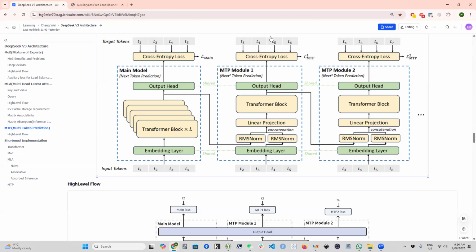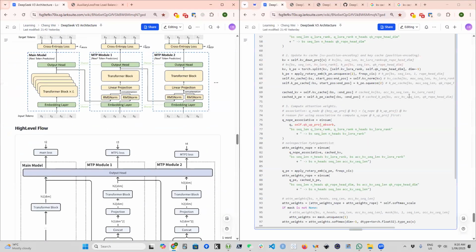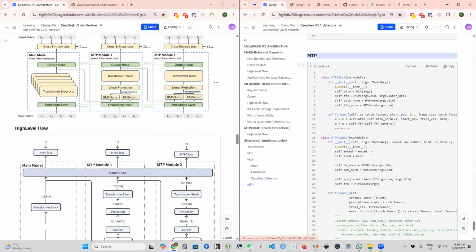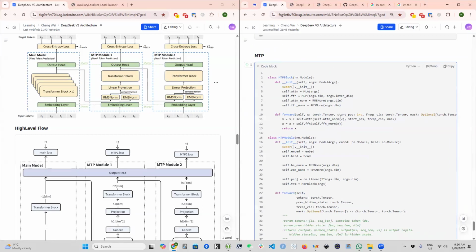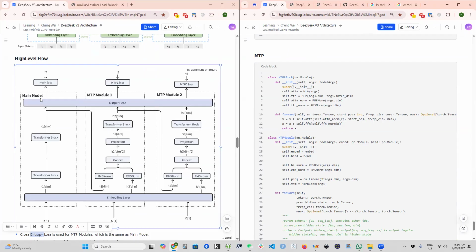Let's have a look at how we implement it in code. For this code, I referenced some of the notation and also the paper, but I wrote it myself, so there could be some misunderstandings here. Okay, let's have a look at the code here.